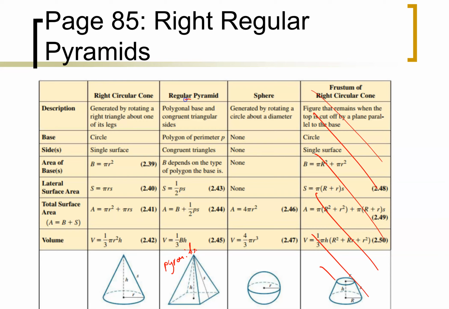Notice the word regular in the pyramid. Regular means that the base is equilateral. So in this case, that's a square. If it was a triangular based pyramid, it would be an equilateral triangle on the base, all going to one vertex point at the top. So regular in this case means the base is equilateral. Right means the height is perpendicular.